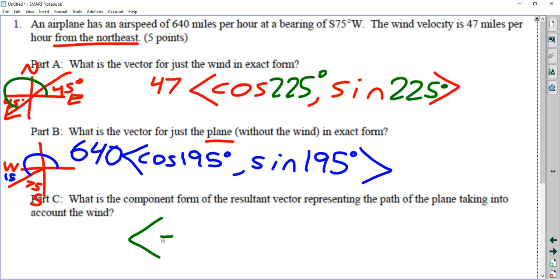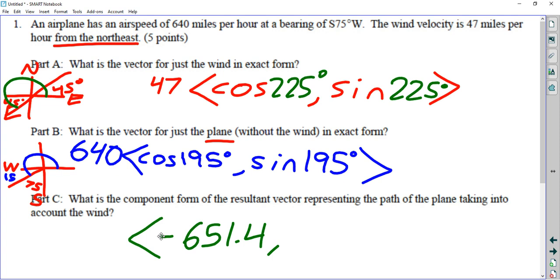651.4. So wait, we're just adding them? We're multiplying them out and then adding them? Yep. Will you ever be told how many decimal places? No, because it doesn't tell you, and you're going to use the stored value on the calculator anyway.